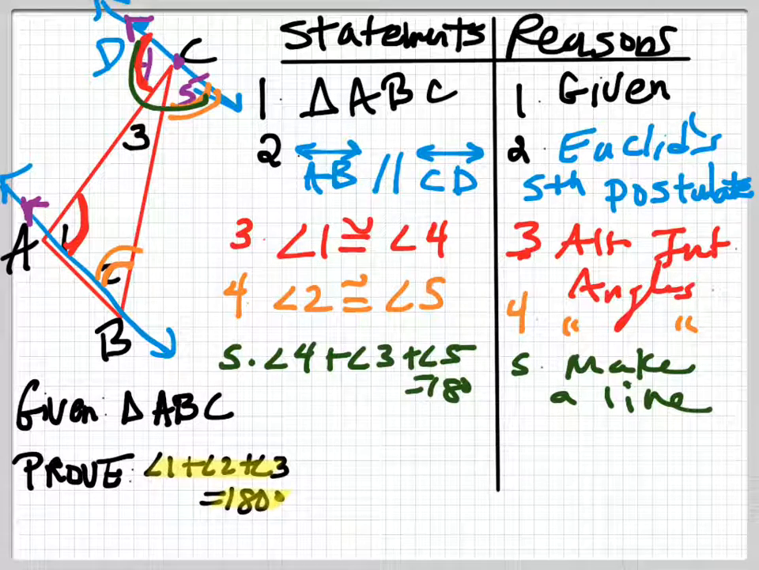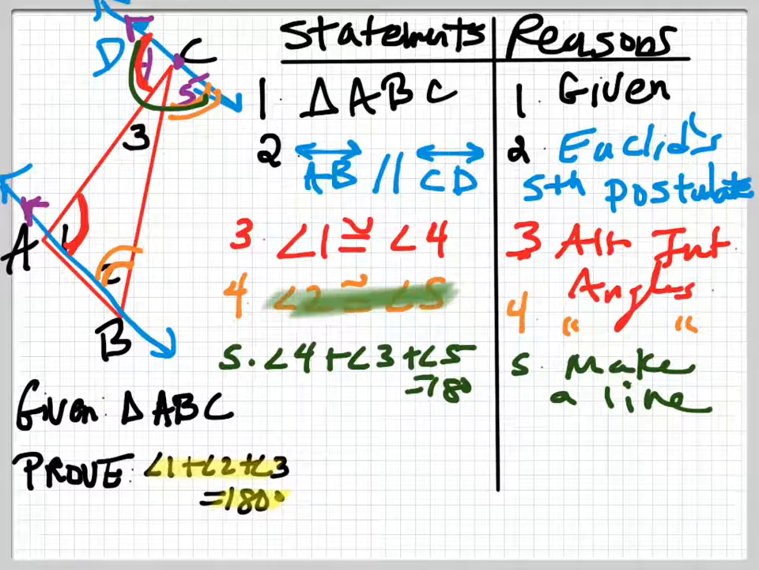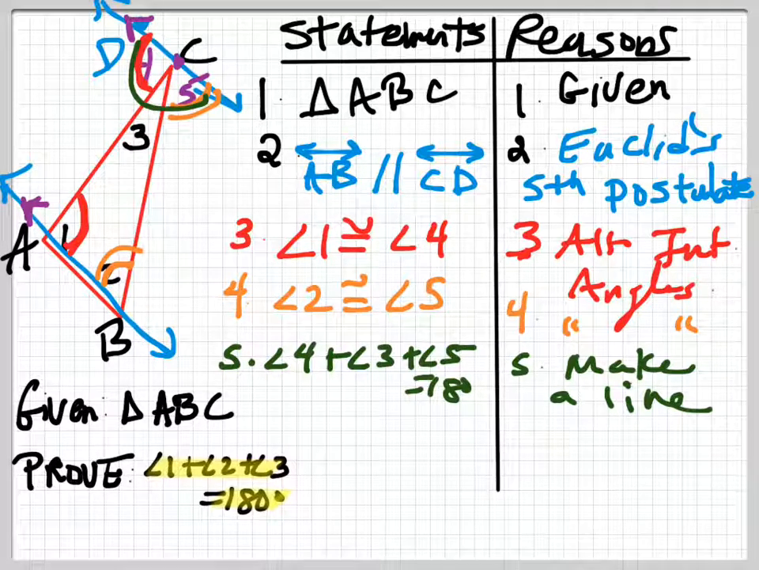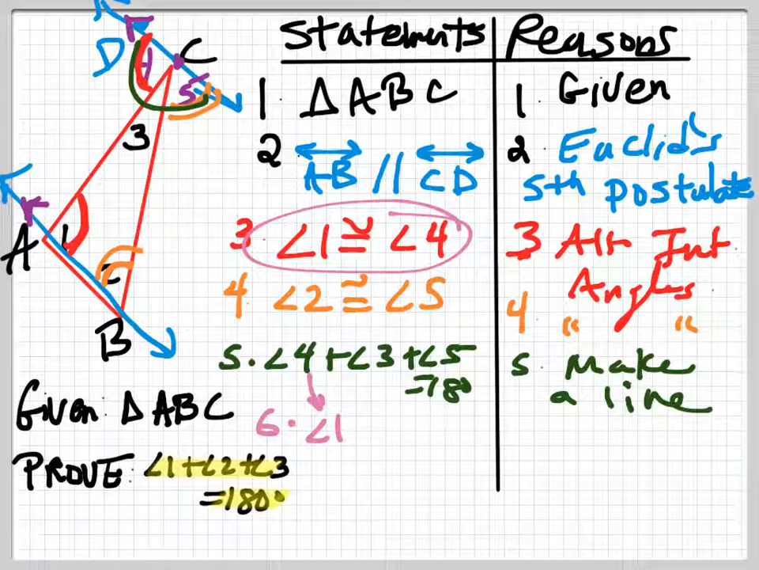Notice that, using the highlighter here, angle 1 and 4's equivalency allows them to be substituted. I can replace angle 4 with angle 1. By similar reasoning, I can replace angle 5 and angle 2. That's not a very good highlighter, is it? So that's exactly what I'm going to do. I'm going to, in purple, replace angle 4 with angle 1. I'm allowed to do this because of this.